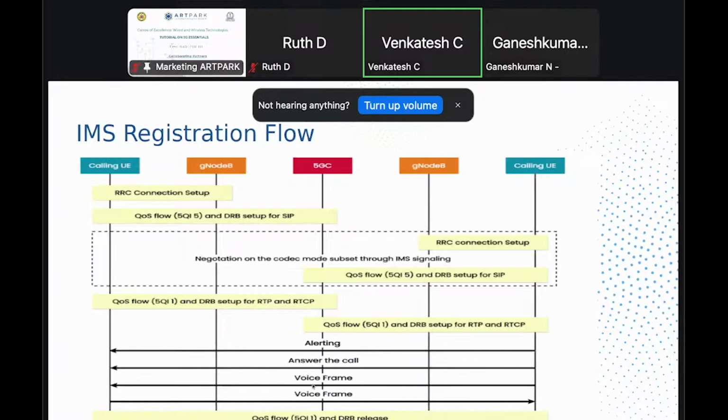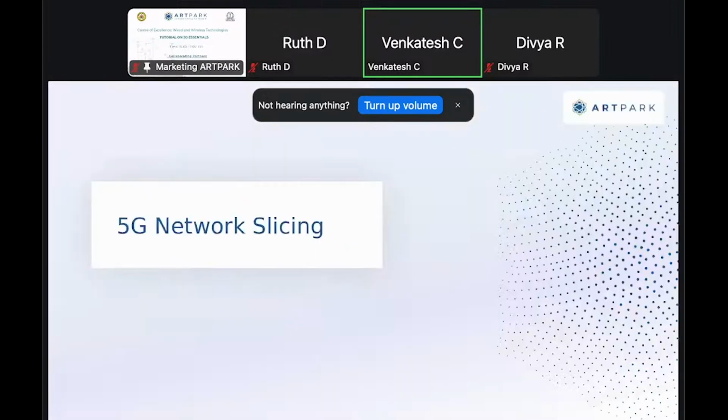After the voice call is complete, if any user wants to terminate the call, when the call ends, the network releases the QoS 5QI 1 DRB to free up network resources. It only releases that dedicated bearer, that means the 5QI 1. The default bearer 5QI 5 will continue until the end of the entire registration time. Next, we will move to 5G network slicing.